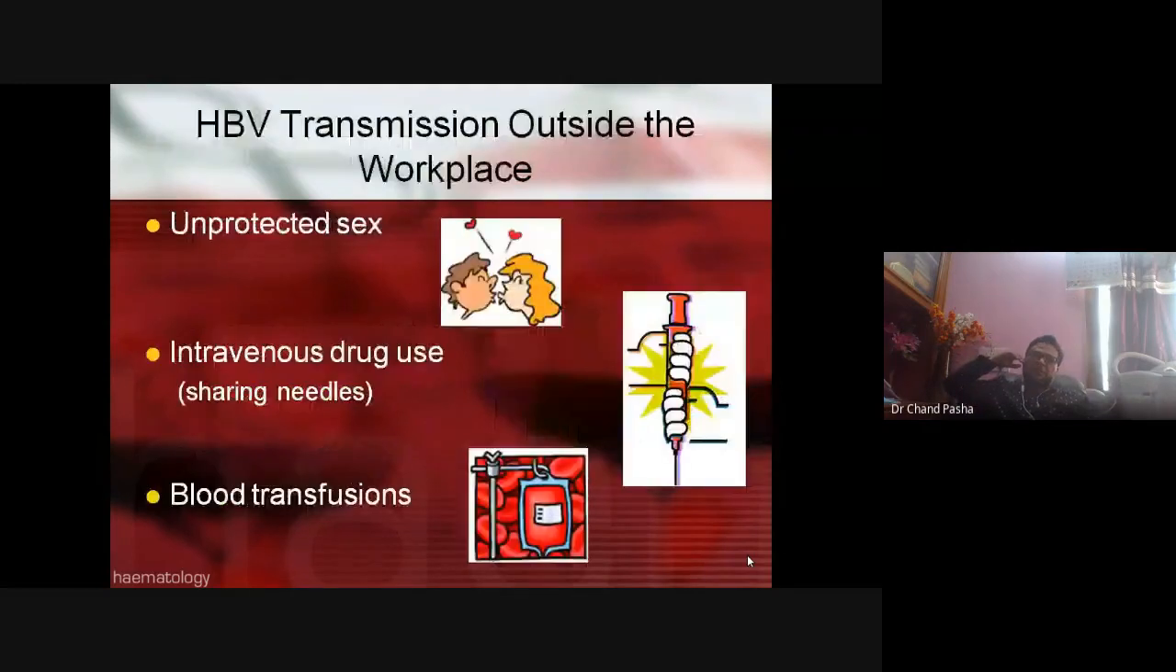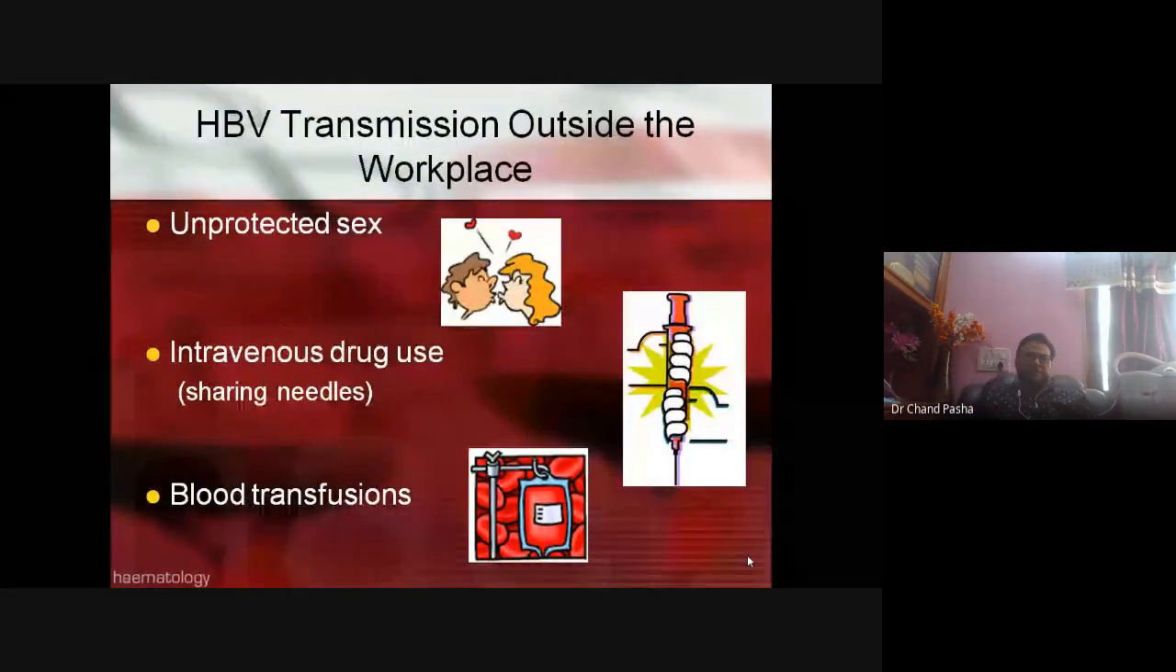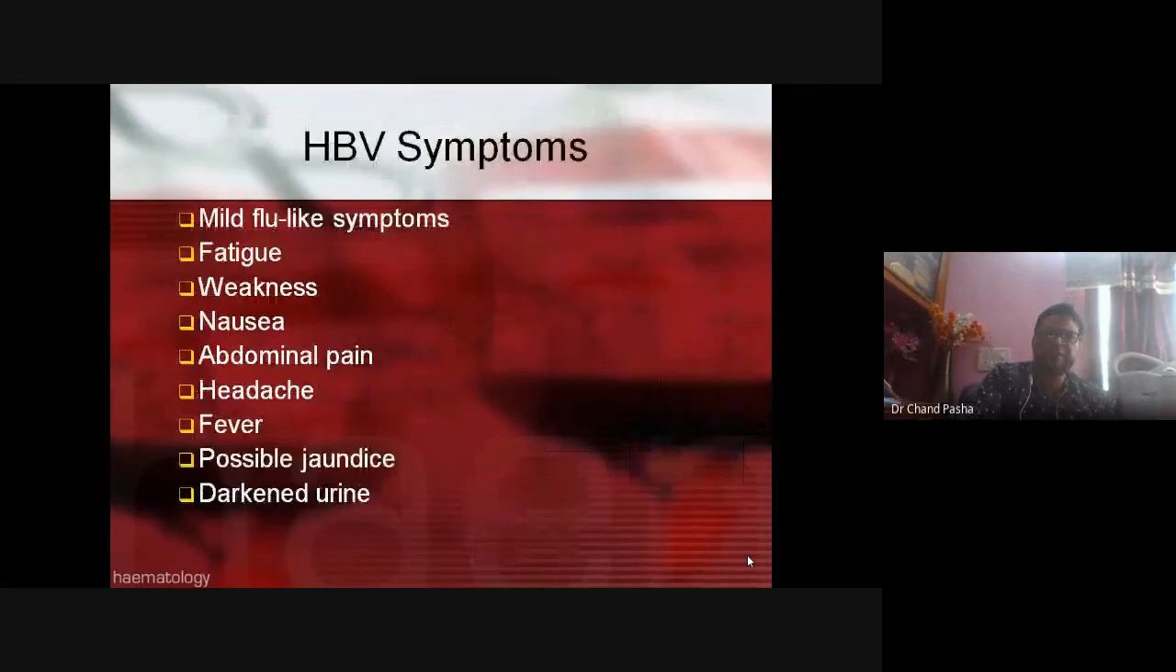So hepatitis, the main ways it gets contaminated or spread are unprotected sex, intravenous drug use, and blood transfusion. These are the main things generally. So we should prevent it. Symptoms of hepatitis B are mild feverish conditions, fatigue, stress, weakness, nausea, abdominal pain, headache, fever, and jaundice because the liver is involved, and darkened urine because a lot of toxins are being released.